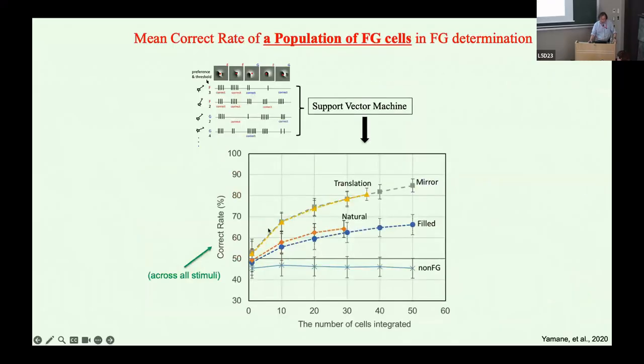And here's the result. This shows the mean correct rate of the SVM as a function of the number of cells combined. As the number of neurons increases, the mean correct rate also increases up to about 80%, depending on the condition. And around 40 neurons achieved about 70 to 75% correct, indicating that about 40 neurons are able to determine figure ground.